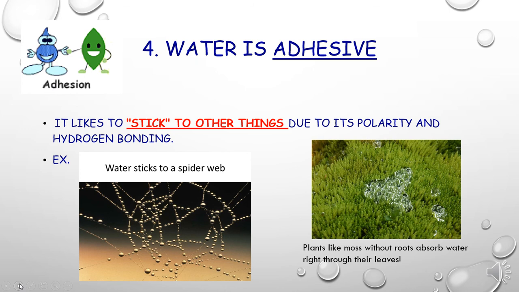Same thing with different plants. If they don't have roots, they have to absorb water right through their leaves. So the ability for water to be absorbed by these plants is adhesion, since they are bonding to water. Something other than water is bonding to water. So, water bonding to other things.